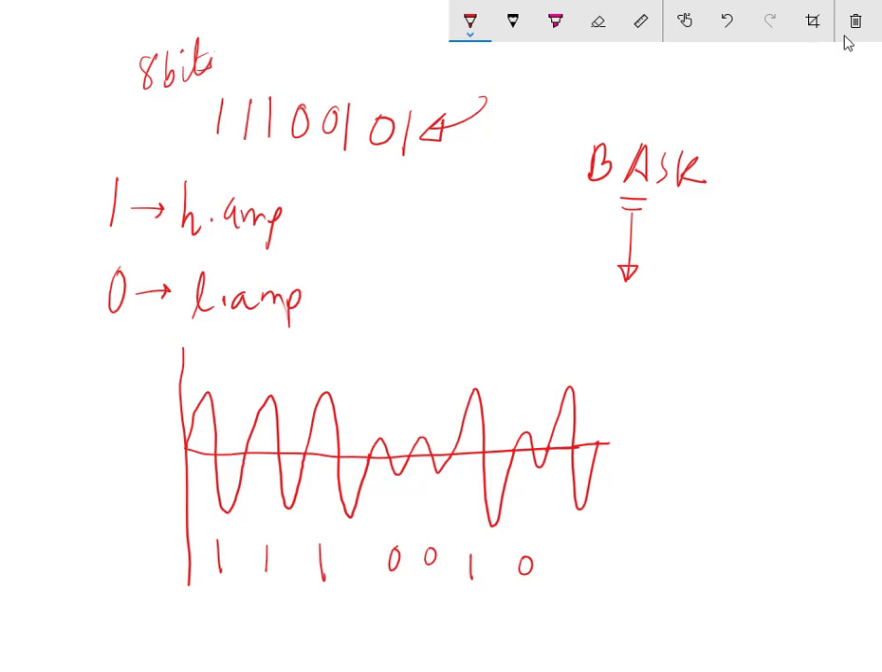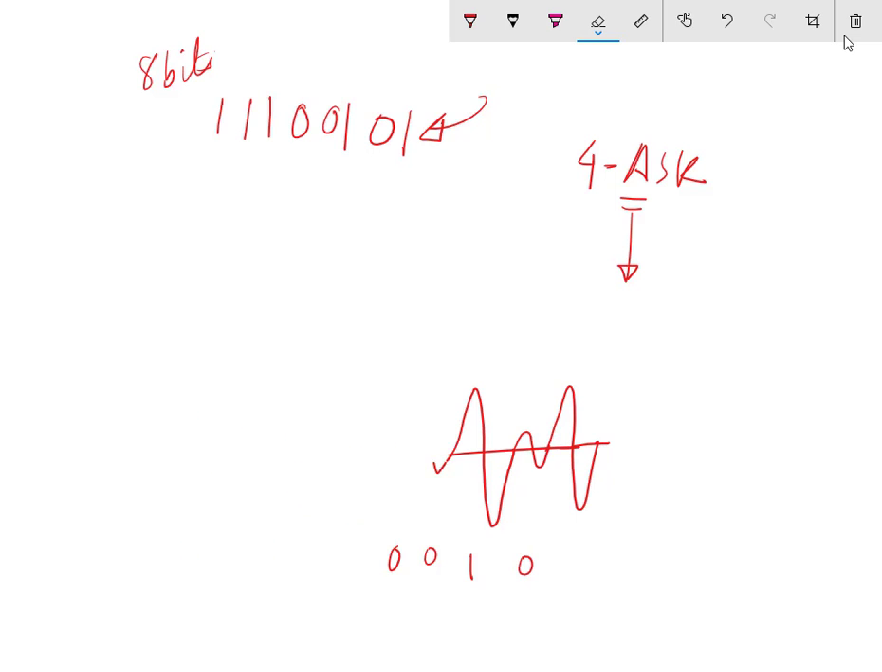But let's say now our amplitude shifting technique is not binary. Let's say we have 4-ary amplitude shifting, 4-ASK. So now we need to have 4 options. So if my number of bits is 2, I will encode 2 bits at a time. I want to encode 2 bits at a time.